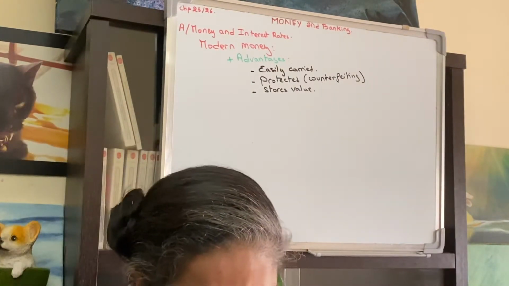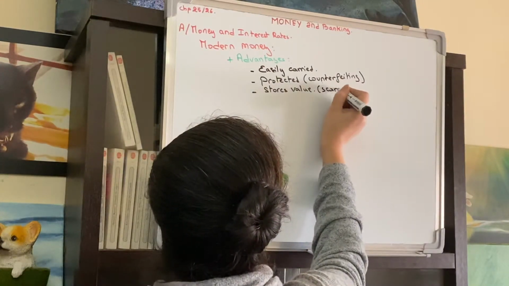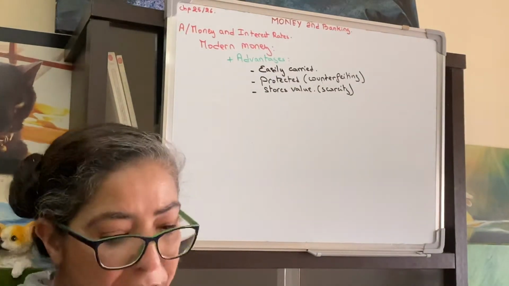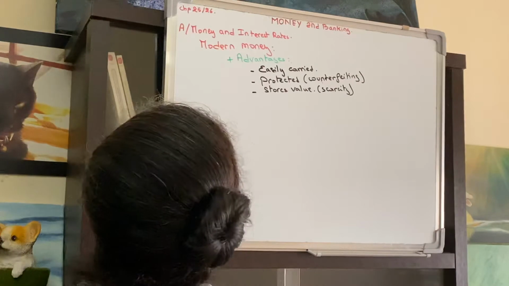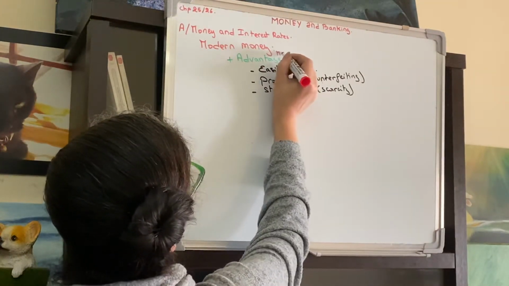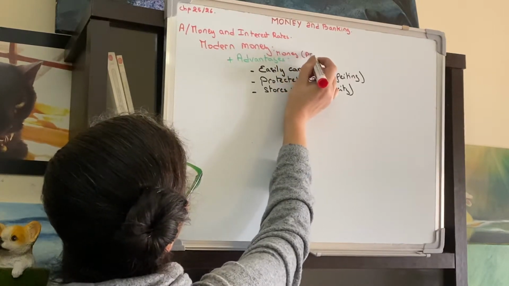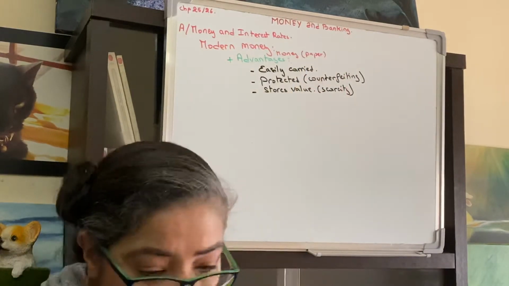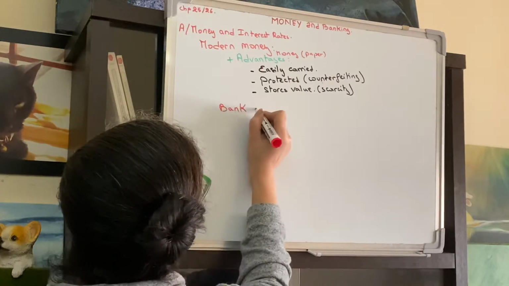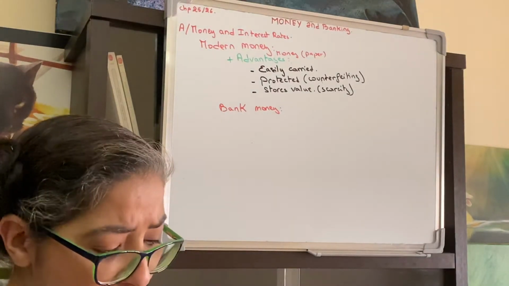Moving on. Money stores value because of its scarcity. There is a limited amount of paper money. Then we have bank money. Here it's paper and coin money. I didn't write the title. The second one is bank money. In bank money, you have the checking deposits.